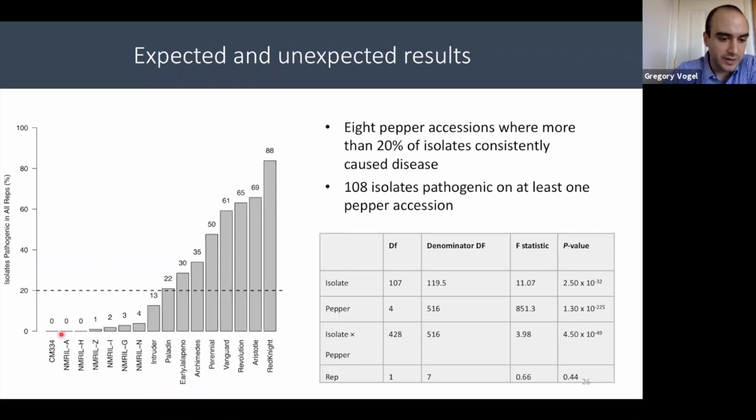And then those RILs, the differential RILs that I mentioned, were resistant to pretty much all the isolates in our collection. So going forward, I'm going to show the results of some analyses only using the 8 peppers where more than 20% of the isolates could cause disease, and only using 105 isolates plus 3 checks that were able to cause disease on at least one of these pepper accessions. We also saw from doing analysis of variance a significant effect of the isolate by pepper interaction, which we also were expecting to find.